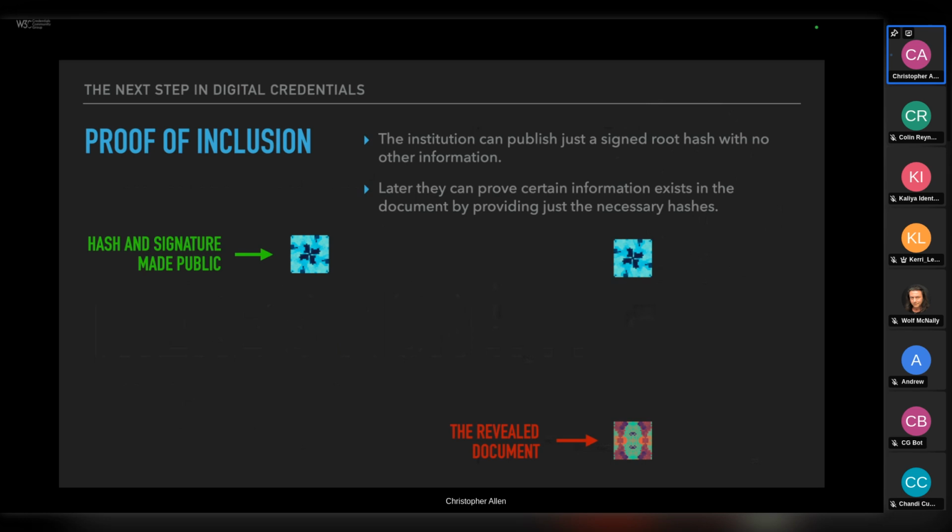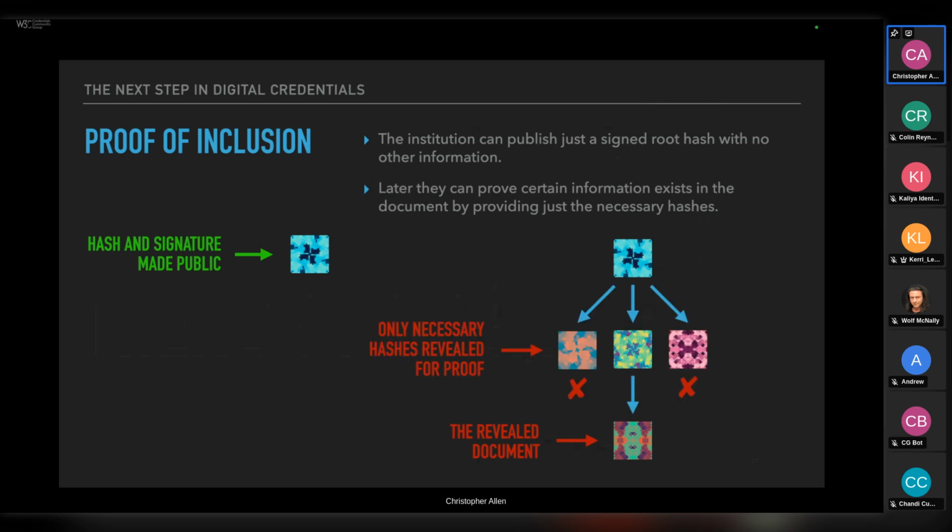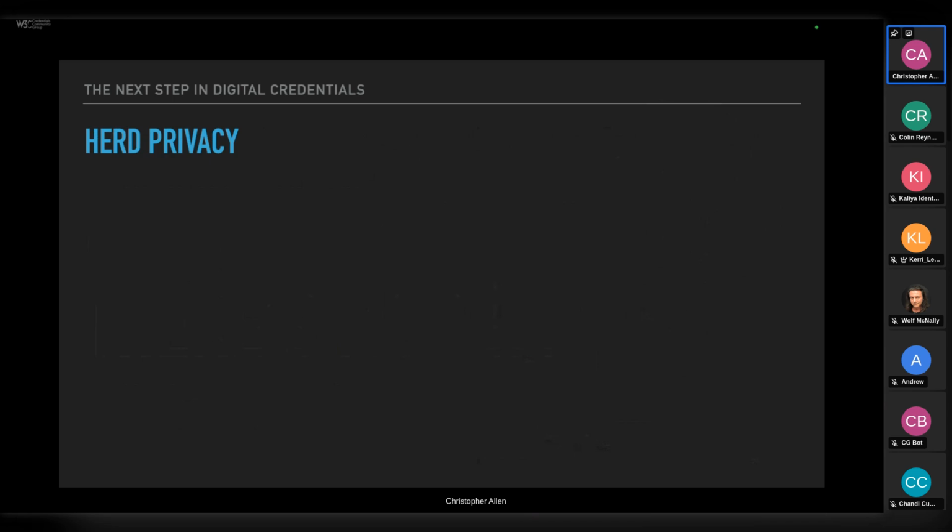Then when someone reveals their document to say, oh, I'm a student, only the necessary hashes are revealed between the student's credential and this root hash. And that allows for a lot of interesting use cases. So that's one thing we really wanted to support natively.